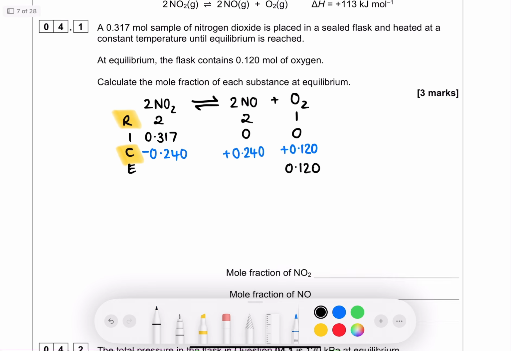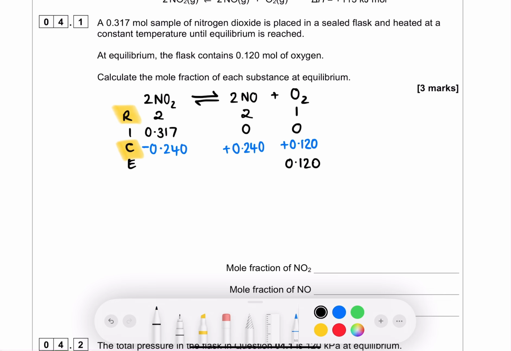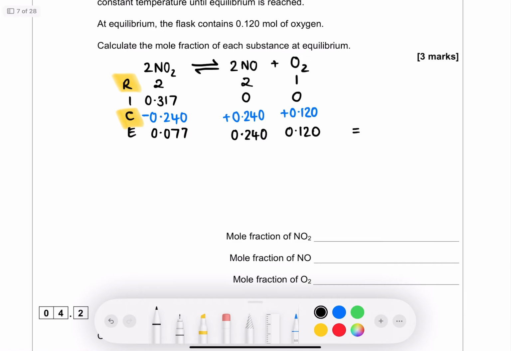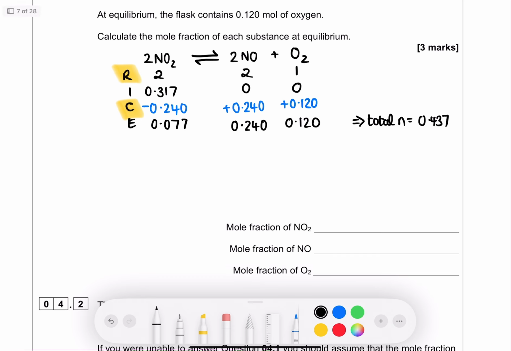And so our equilibrium moles will be, we'll use a calculator to work out 0.317 minus 0.240. That's coming out to be 0.077. And this one would be 0, add 0.24, which is 0.24. So that gives us a total equilibrium moles of 0.437. And so if we want to do our mole fractions, we take each of our moles and divide by the total moles.